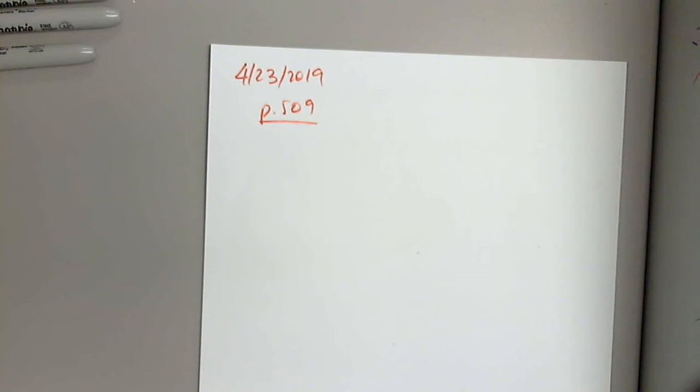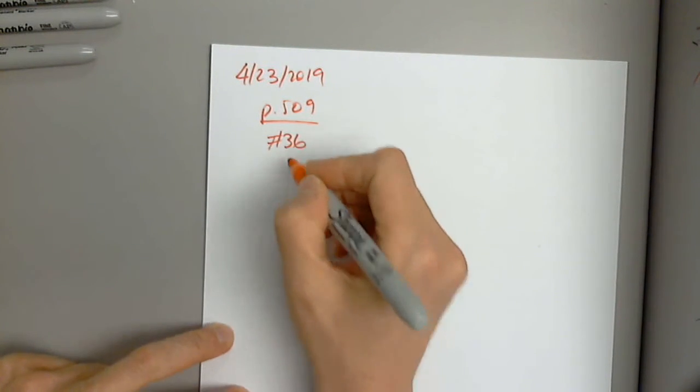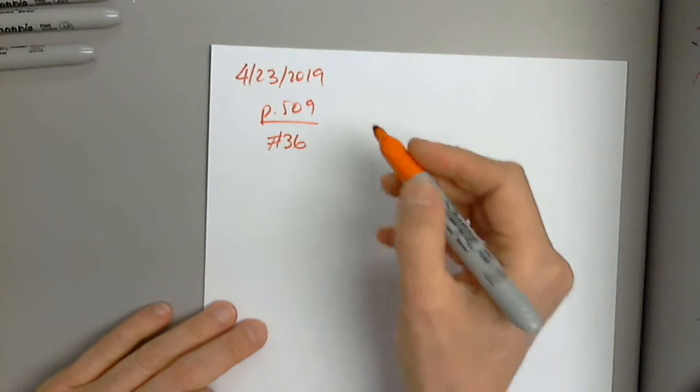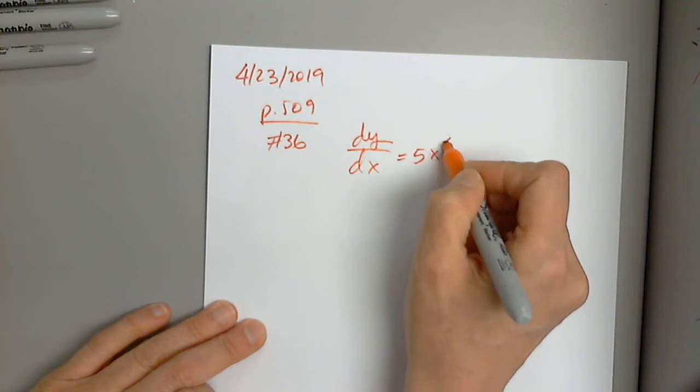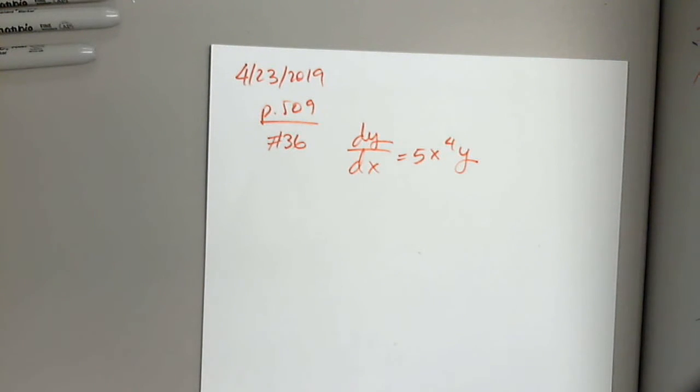Is there any way we could start the problem over? From the beginning, yeah, of course. Absolutely, 36. That's what I said. I would like to start it from scratch. So dy over dx equals 5x to the fourth times y. 36 on 509.